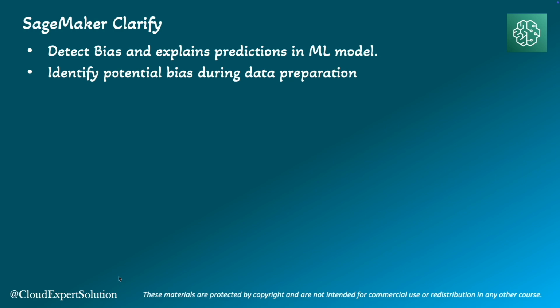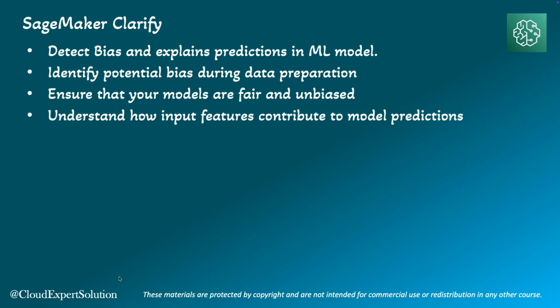In terms of bias detection, you can identify potential bias during data preparation and model training. And it ensures that your models are fair and unbiased by detecting and mitigating any existing bias. In terms of model explainability, it helps you to understand how input features contribute to model predictions. And we have screens there. We are going to review those predictions and the bias detection.